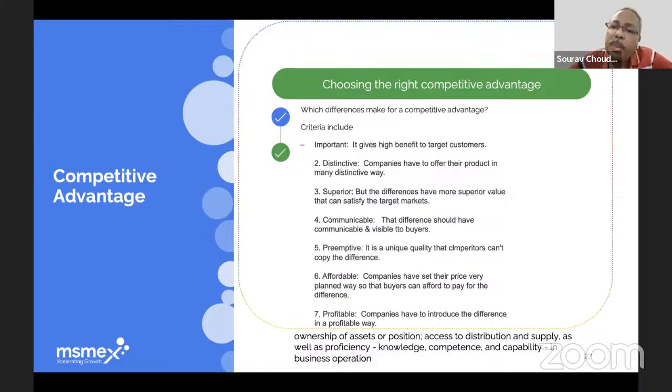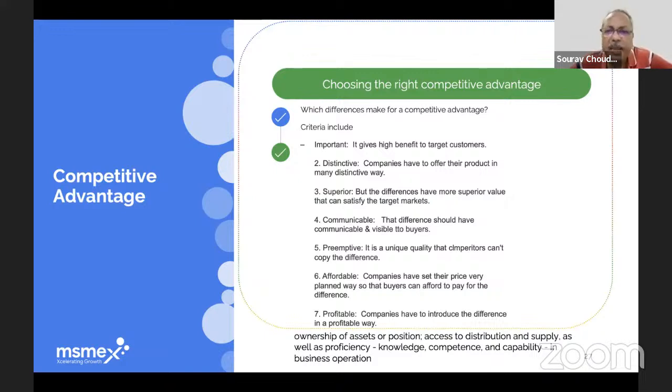I will tell you a recent story. An LG refrigerator and a Samsung refrigerator. A Samsung refrigerator gives you a 20 years compressor warranty. And LG or any other refrigerator gives you a 10-year compressor warranty. That's a distinctive difference. Possibly a customer like me would like to have that, because if the compressor lasts 20 years, my fridge is really a good one. Companies have to offer their products in many distinctive ways to differentiate from the competitor.